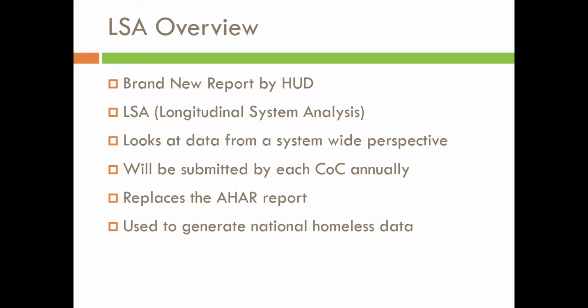And this is a very important report. This is what's used to generate a lot of the national homeless data. So we really want to make sure that we have the most accurate data in the system for this report to pull from, because again, this is where a lot of national homeless data that we have in the United States comes from. It comes from the data that's pulled from the LSA, as previously it was pulled from data that was pulled on the AHAR. So again, a very important report.